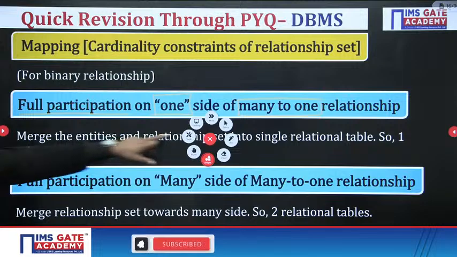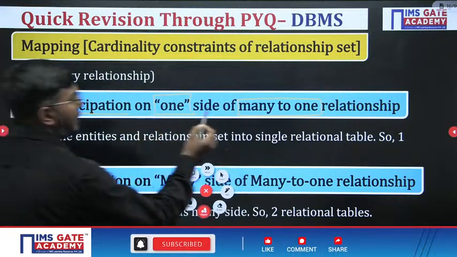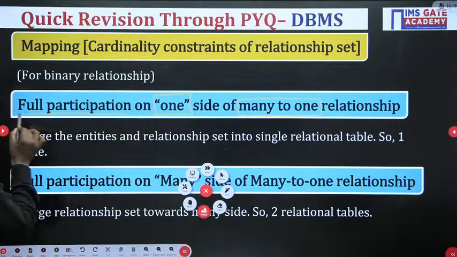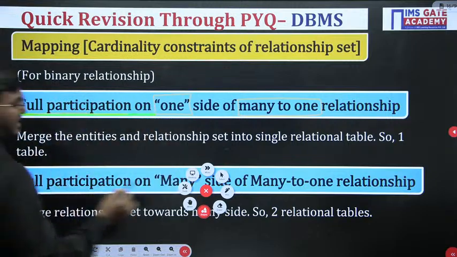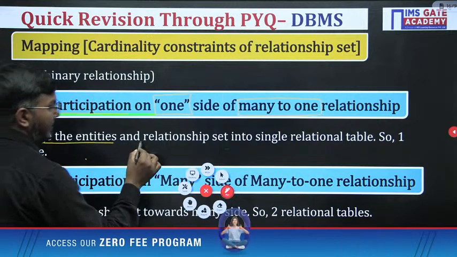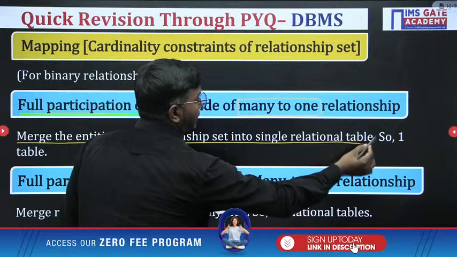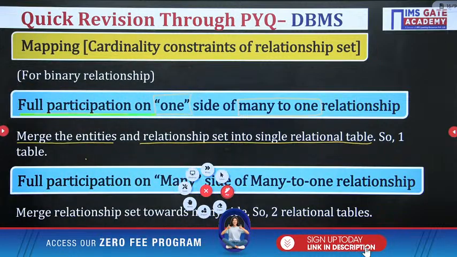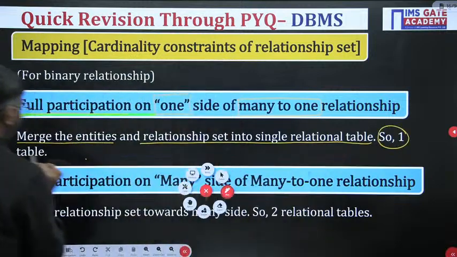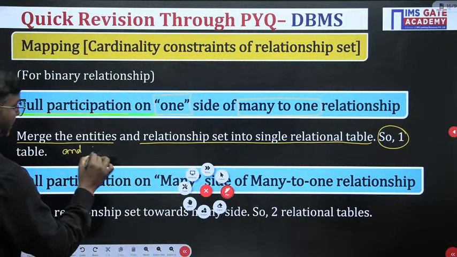So the first point is clear. If the mapping is many to one and on the one side you have full participation, then merge the entities and the relationship set into a single relational table. So how many relational tables will we have? In this case, we have only one relational table and 0 foreign keys.